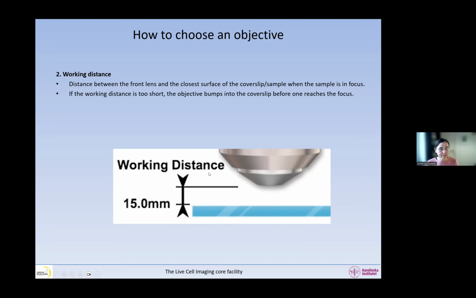Why does that matter? Because if it's too short, when you want to focus here, for example, you're going to move the objective closer to the cover slip, and at some point you're going to bump into the cover slip, simply. So if you have an objective with a short working distance, you're not going to be able to focus deep into the sample. You will bump into the cover slip before you reach the focus.